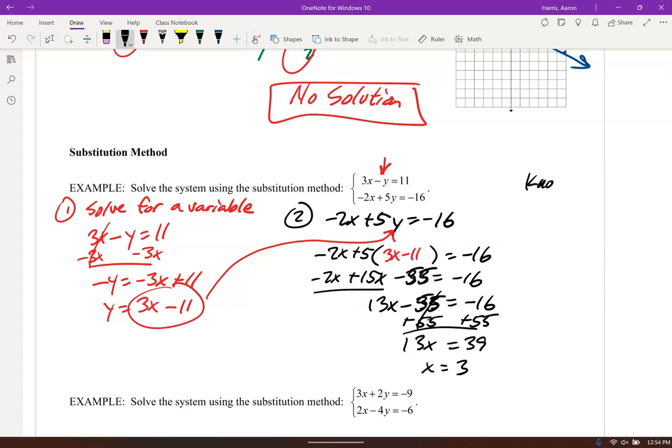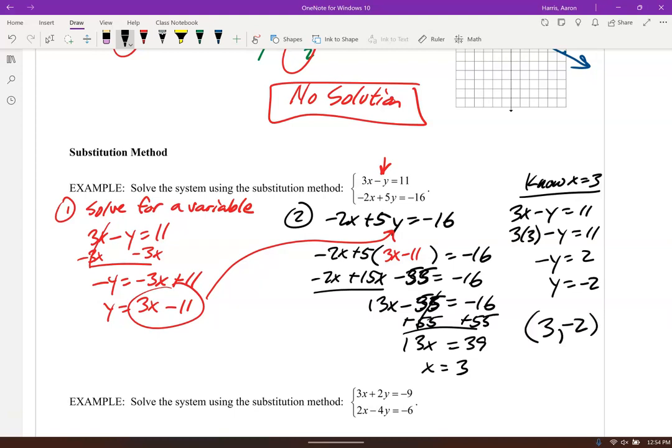So now we know that x is 3, and I can just plug it into either of the originals. I'll just pick the first one. I know x is 3. Subtract 9 on both sides. Divide by negative 1. So x is 3, y is negative 2. When x is 3, y is negative 2. That's where those two lines will cross, at 3, negative 2.